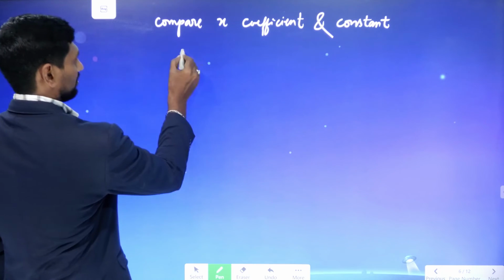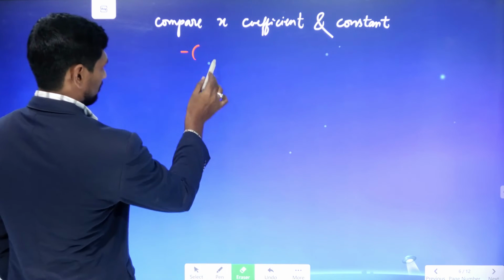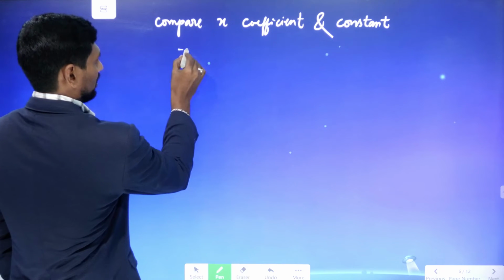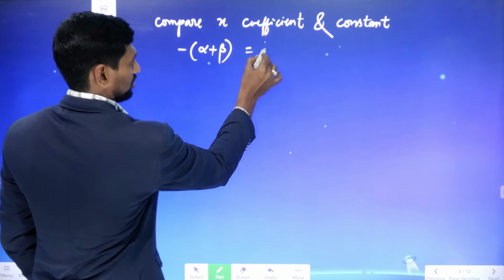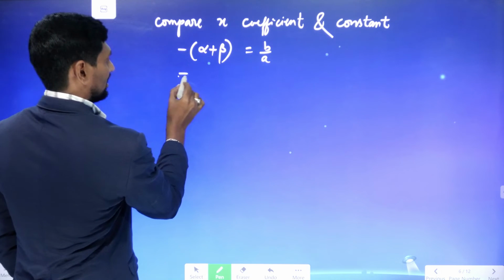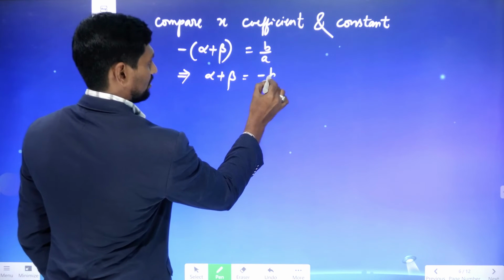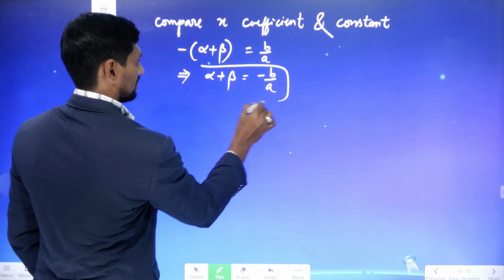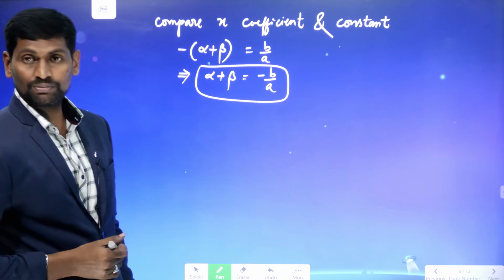That's it. I am writing: minus of alpha plus beta equal to b by a. From this I can write alpha plus beta is equal to minus b by a. Very, very important. So sum of roots is nothing but minus b by a.